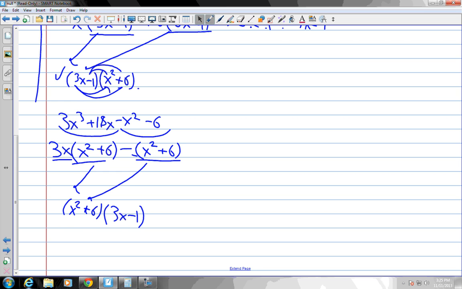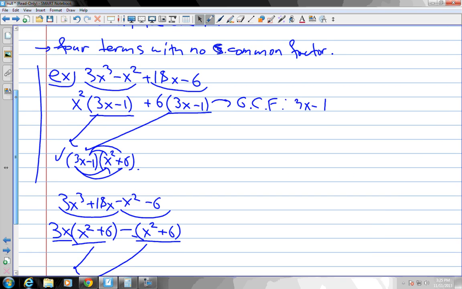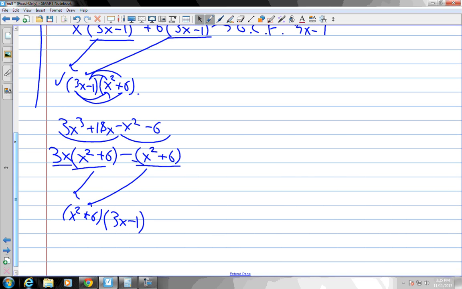Right? So in this case, the order almost doesn't matter. Sometimes it does. Sometimes you have to rearrange a little bit to make it work. Okay, so let's just do a bunch of these.